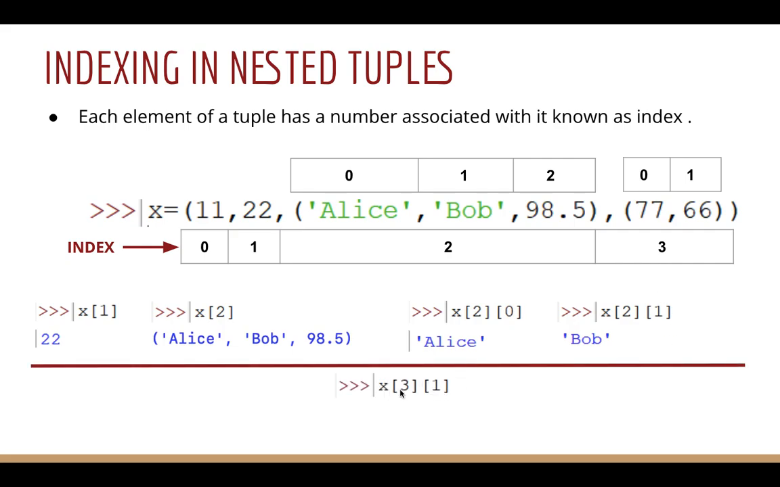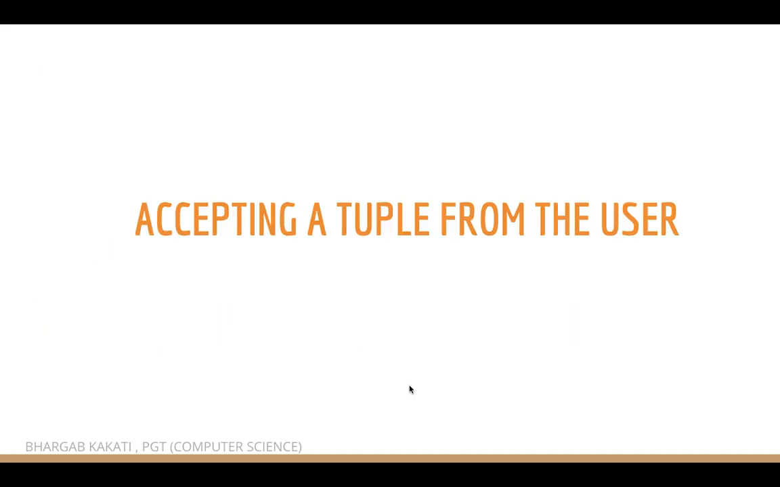Similarly, if I type in x[3][1], x[3] means what? 77 and 66. So [3][1] will be referring to the element, item 66, from the index 3. So I am getting 66 here. Now let's see how I accept a tuple from the user.